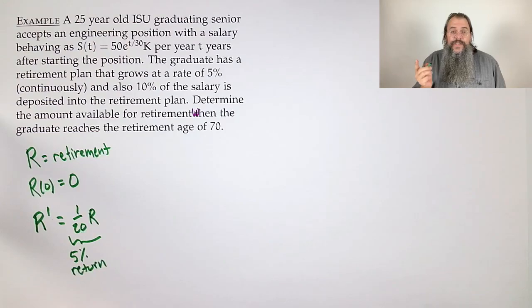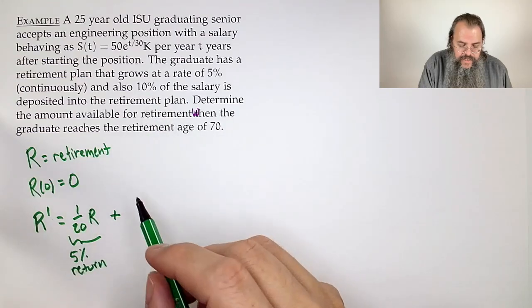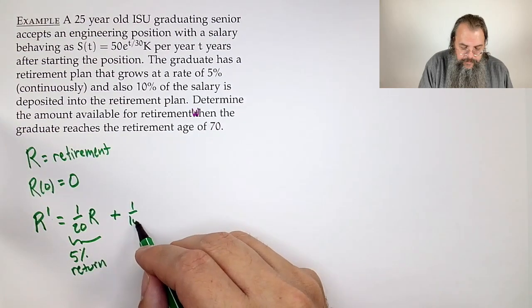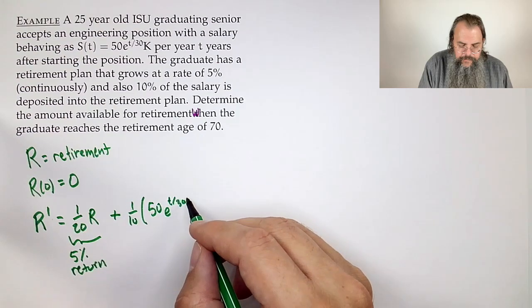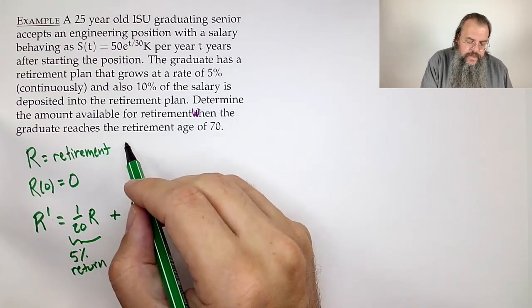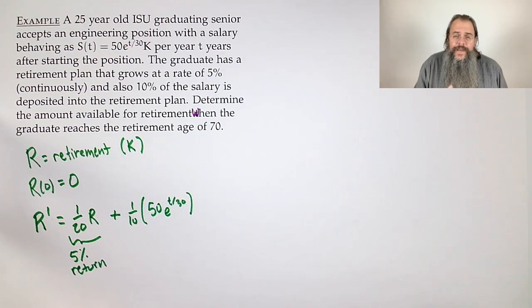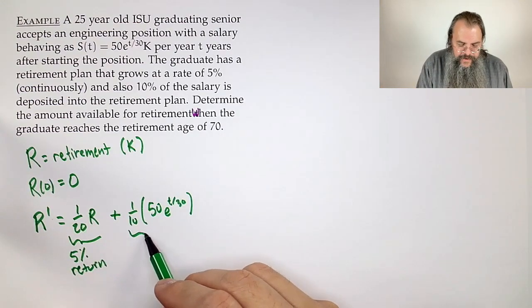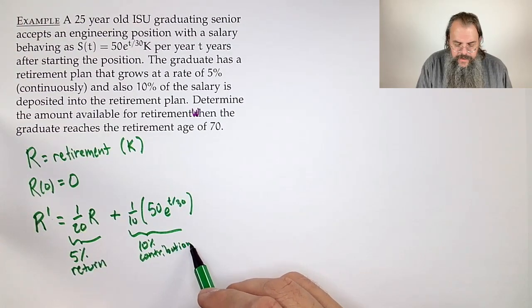And then, in addition to that, there's 10% of your salary. Well, how much is your salary? That's up here. So 1/10 of your 50e^(t/30). And we'll have our retirement in terms of thousands, so that we don't have to add lots of zeros everywhere. And at the end, we'll just remember that's how many thousands you have. So this is your 10% contribution, and that's what's happening to the retirement plan.